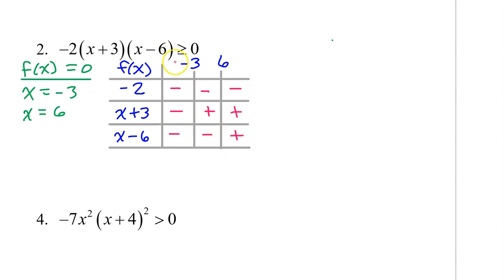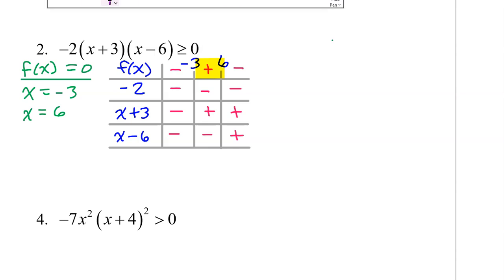In the first interval, f of x will be negative because I see an odd number of negatives. It will be positive in the second interval because I see an even number of negatives, and negative in the last interval because there's only one negative, an odd number of negatives. Do I want the positive intervals or the negative intervals for my solution? Well, f of x is to be greater than or equal to 0, so we need to focus on the intervals where f of x is positive.